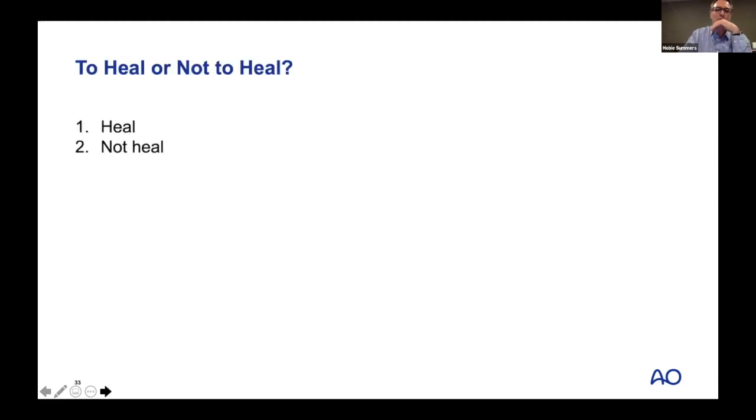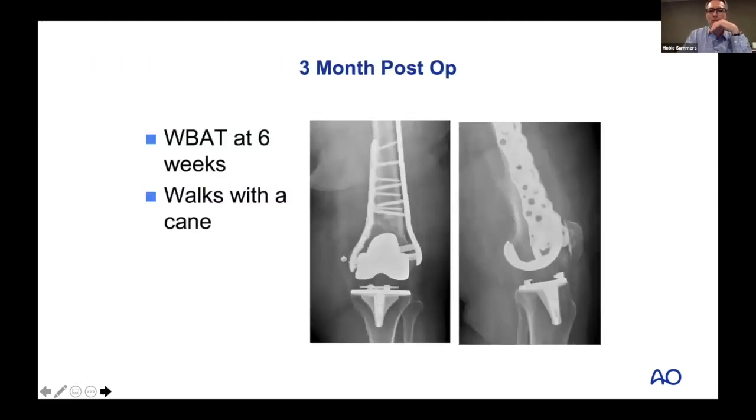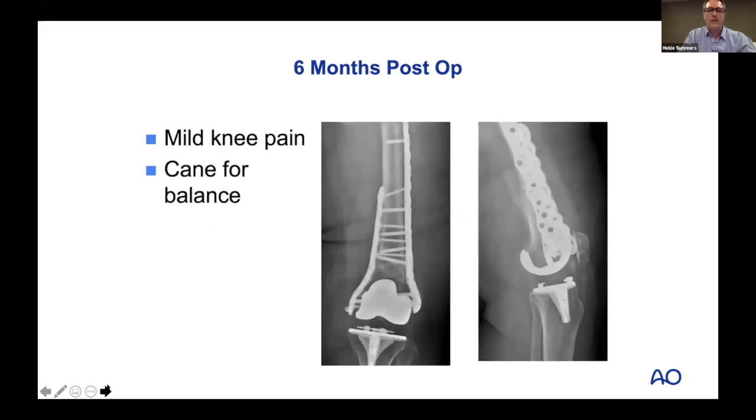So let's see. 3 months post-op, she's weight bearing at 6 weeks. So she's been walking for 6 weeks, walking with a cane. We're not going to vote on this just yet. Sorry. Here she is at 6 months. What do you think is happening there, Justin?